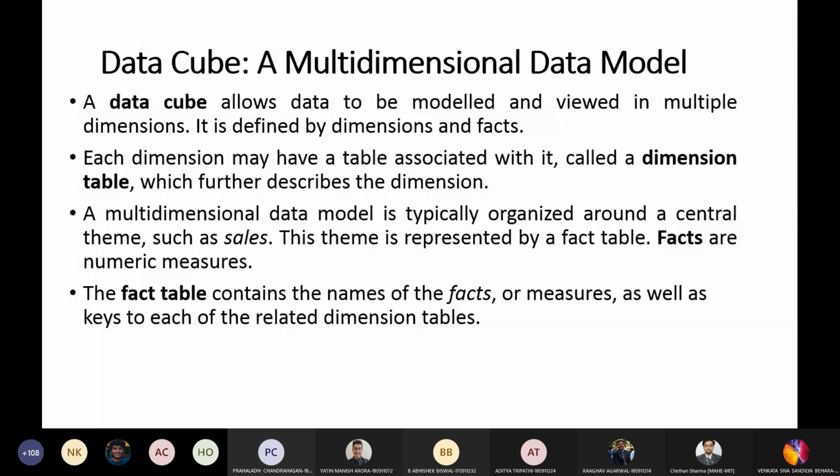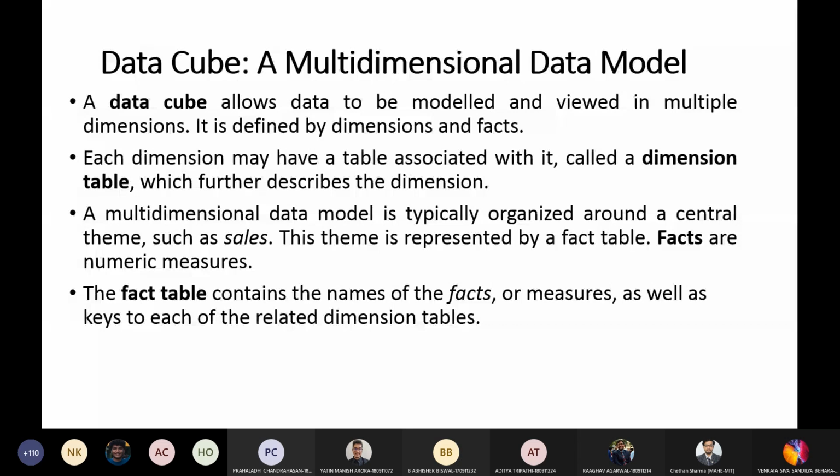So what do you mean by multi-dimensional data? A multi-dimensional data model is typically organized by a central theme. So it's like some area of interest. The area of interest in most organizations is sales. How good the sales is. Okay. So this multi-dimensional data model is organized around a central theme, and this theme is represented by a fact table. Okay. So we'll see one example of a fact table.